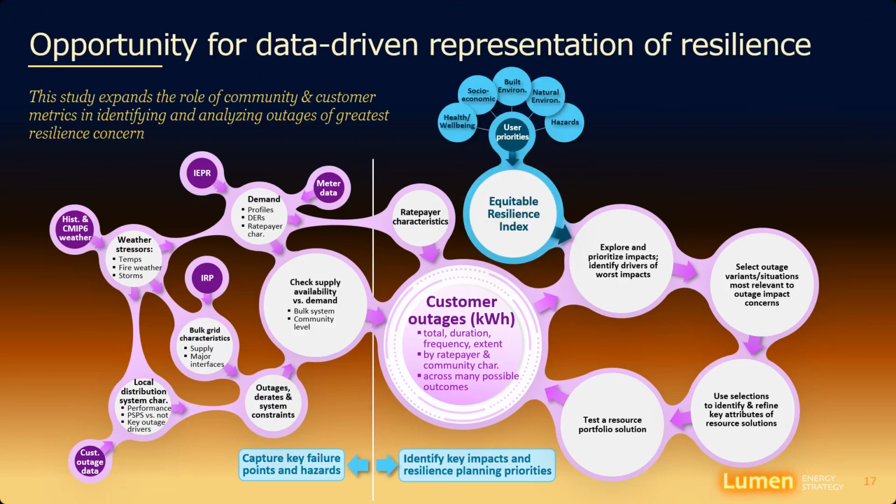So this next slide shows the same flowchart, but it now integrates our new study on Equitable Resilience Index. So this new study creates an opportunity for a far more data-driven representation of community and customer resilience by incorporating various geospatial data layers on population, environment, and the infrastructure. And later today, we're going to talk a little bit about data sources for these. But here, the Equitable Resilience Index will provide the users a direct mechanism to prioritize the severity of customer outages, such that the drivers of most concerning outages can be inspected more carefully.